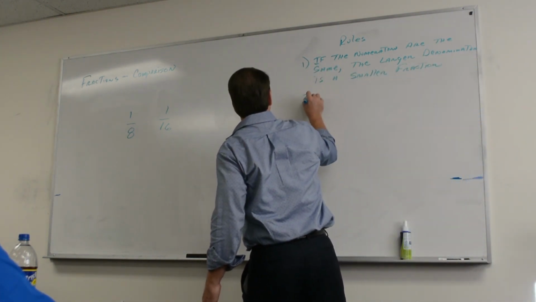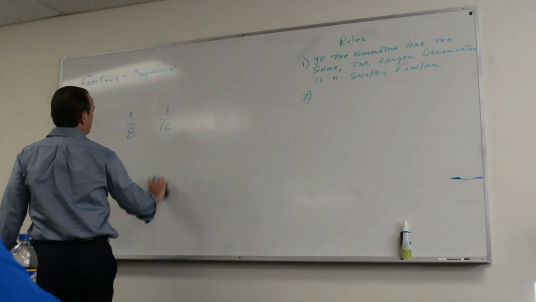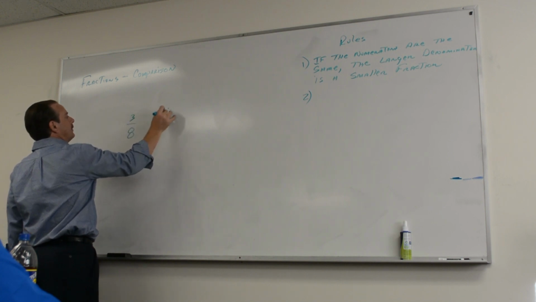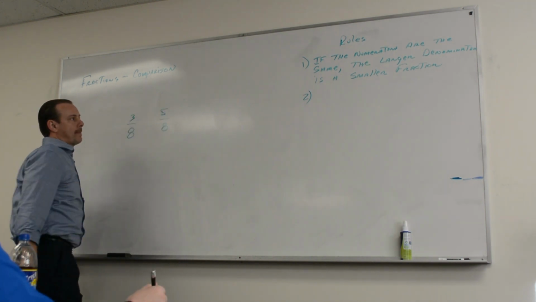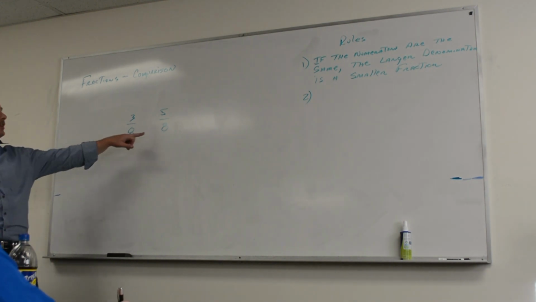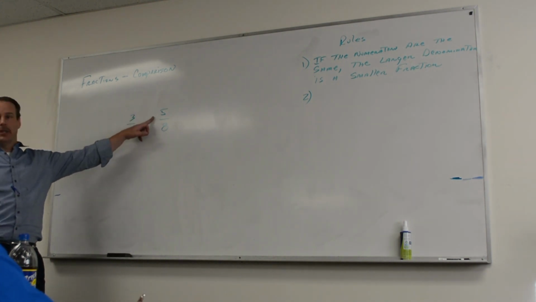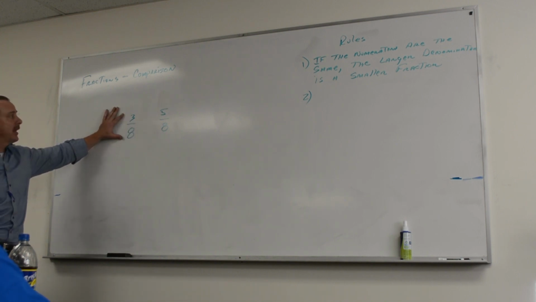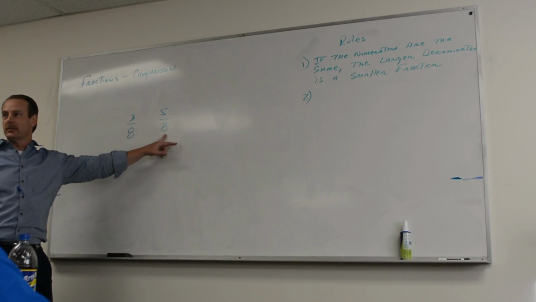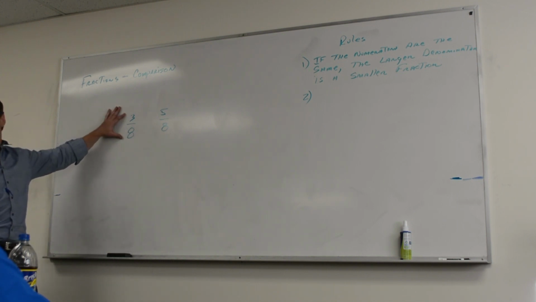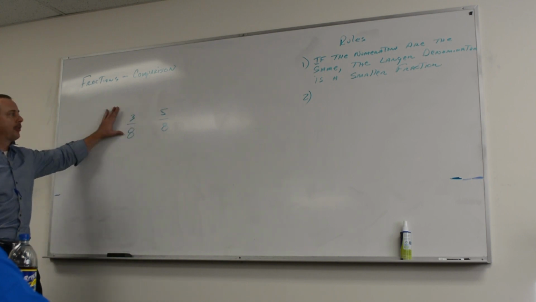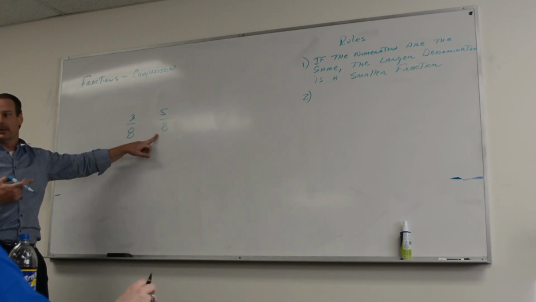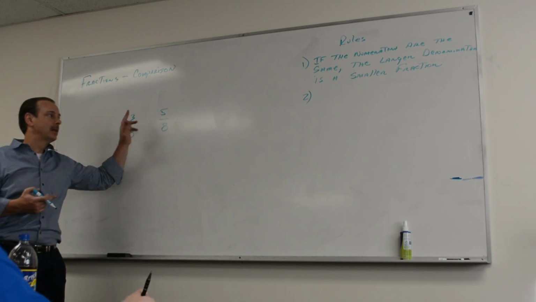Let's go to rule 2. Let's switch this around. In this case, we have the denominators are the same, but the numerators are different. What this is saying is we have, let's say, a chocolate cake. We cut it into 8 pieces. This person took 3 of the 8. This person took 5 of the 8. Who had more? 5 of the 8, right? Let's come up with a rule.